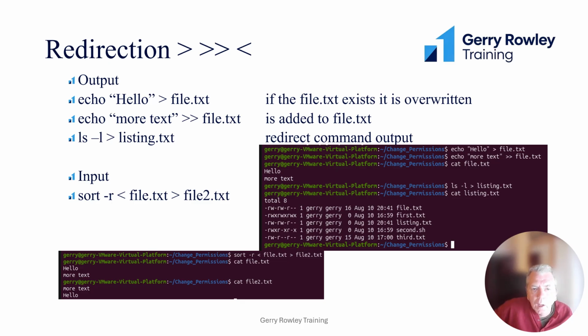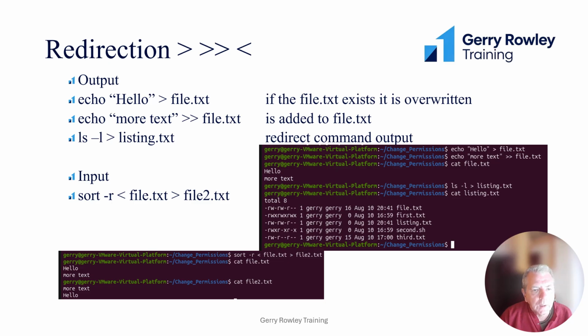The second line, I'm echoing more.txt and I'm using two greater than signs. This will add the text to the file.txt. So now I've got a second line. The cat command will display the contents of file.txt, and there on the screen you can see that hello and more.txt have now been added to file.txt.